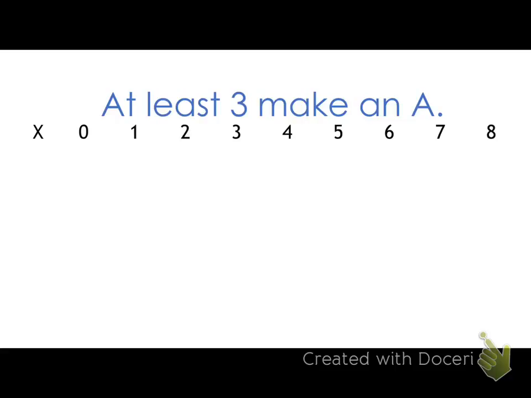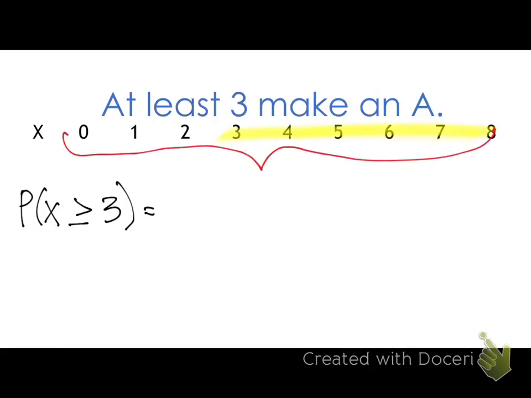Okay, the next one, at least 3 make an A. So I want to include 3, 4, 5, 6, 7, 8. So I want to include all of those above. When you have something that is a greater than or equal to, so in this case, it would be the probability that x is greater than or equal to 3. The way that you solve that to do a greater than or equal to is you take the whole thing, which is 100%, and then you subtract away the stuff that you don't want to use.